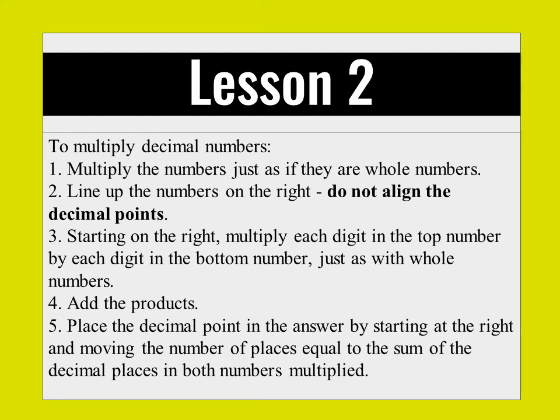Fifth, place the decimal point in the answer by starting at the right and moving the number of places equal to the sum of the decimal places in both numbers multiplied.